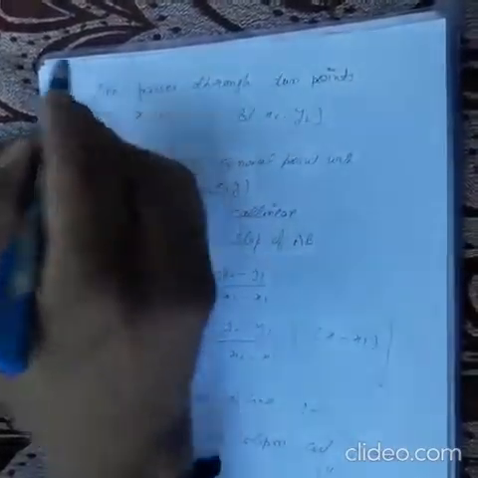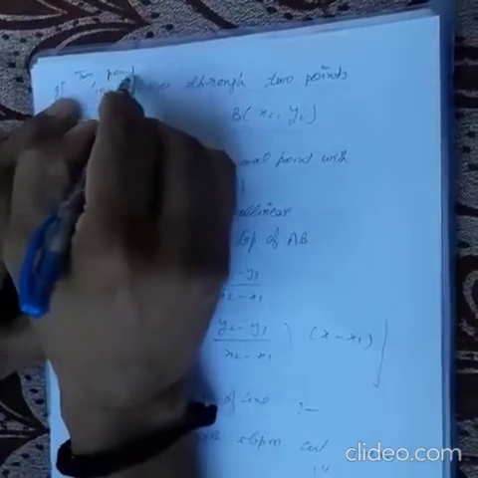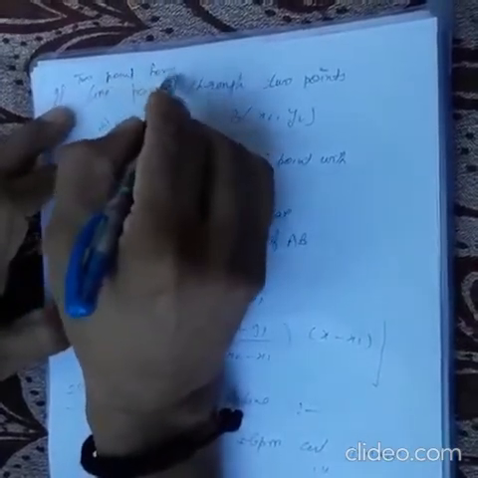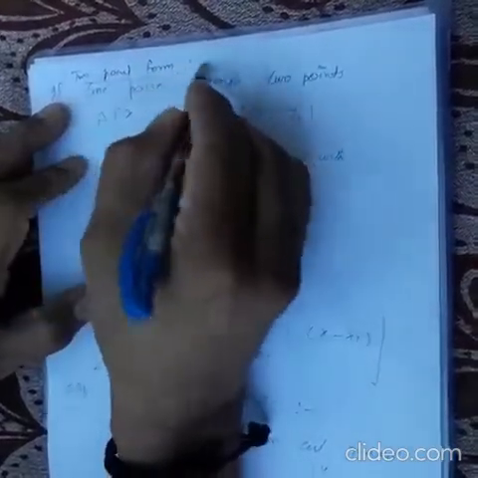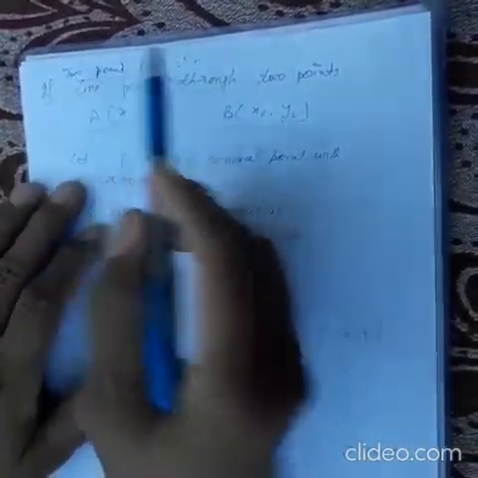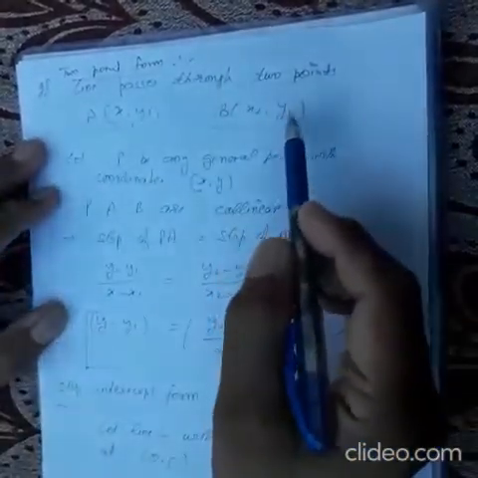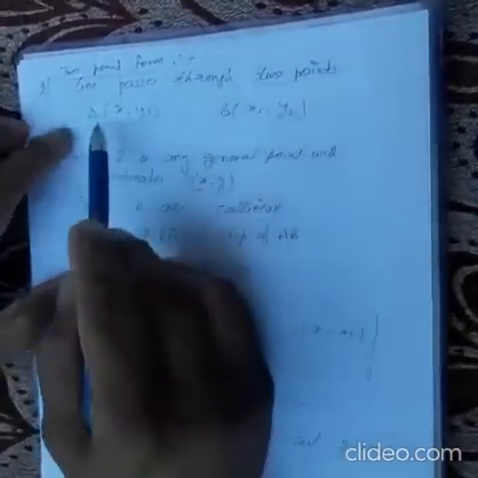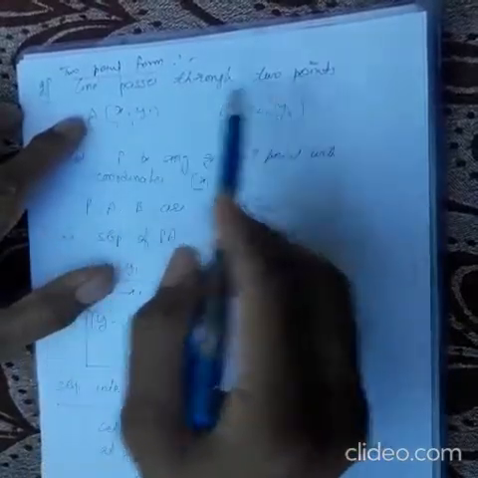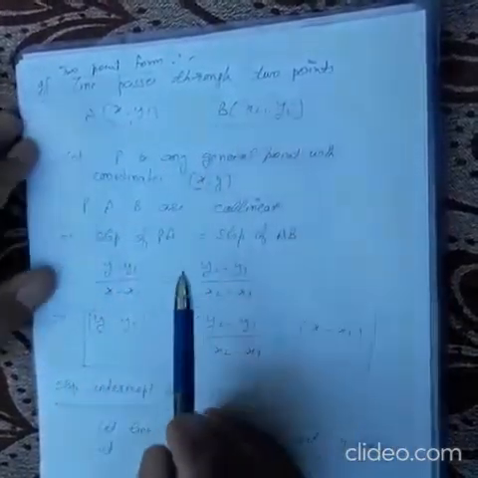Then this is called the two-point form of the line. It means this form will be used when we are given any two points lying on the line. Let the line pass through A and B. A is x1 y1, B is x2 y2.